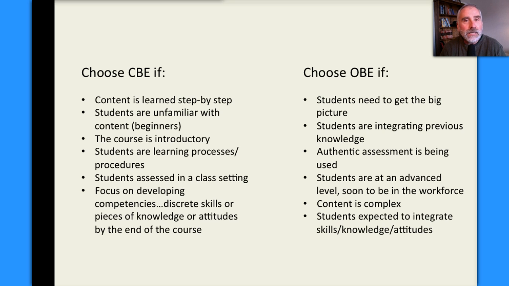If the students are beginning at advanced levels and they have skills and competencies developed, and you're integrating things together, the content is complex, it's kind of messy, there's a number of different ways to get to the end points. And if students are expected to integrate things together to come up with a sort of a fluid, integrated, real-world performance, then you're talking outcomes-based or OBE education.